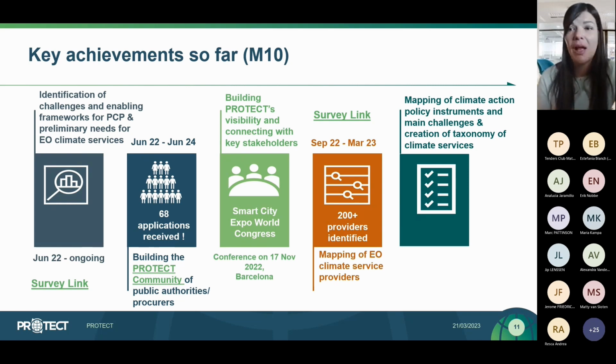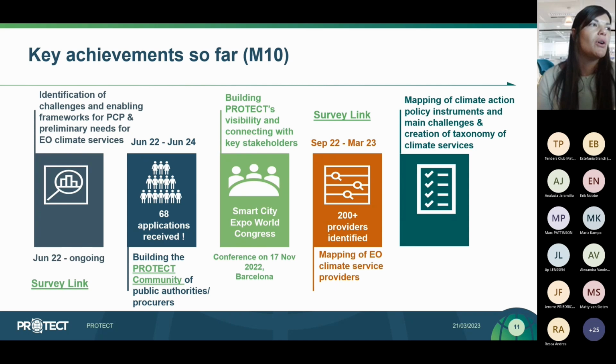So we really want to help you, and the more the merrier. So hopefully we will have a really nice critical mass of public procurers and other representatives of public authorities with whom we will be exchanging over the course of this project.